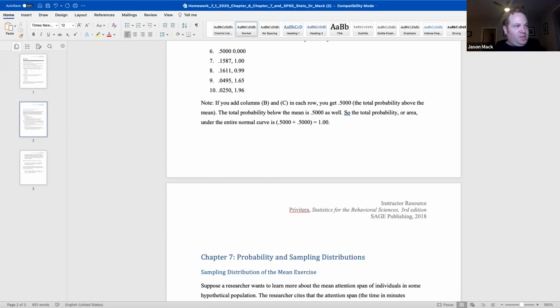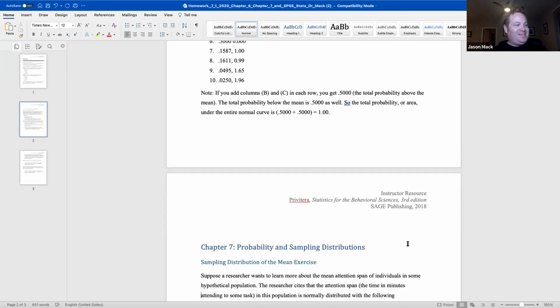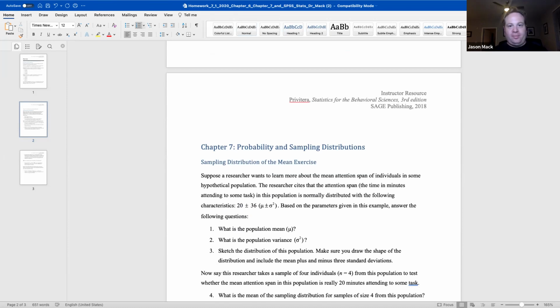So if you add columns B and C in each row, you will get 0.5000. The total probability above the mean and the total probability below the mean is 0.5000 as well. So the total probability or area under the entire normal curve is 0.5000 plus 0.5000, or half plus half, which is equal to 1. So the next thing we'll do will be the probability sampling distributions right here.